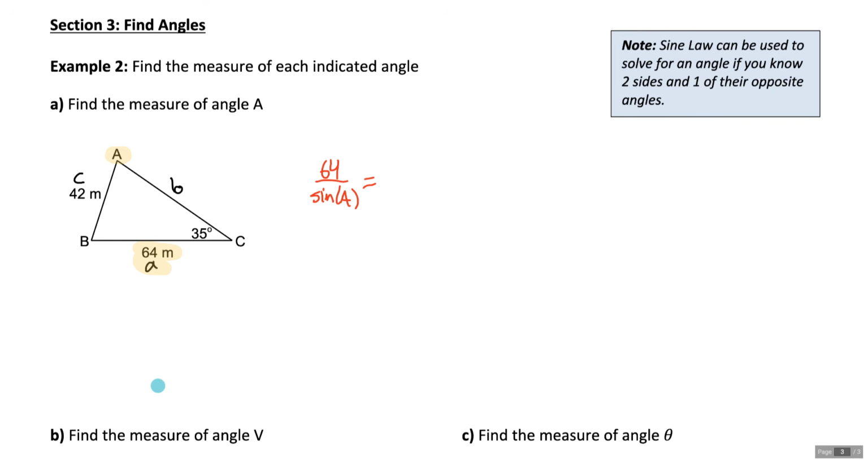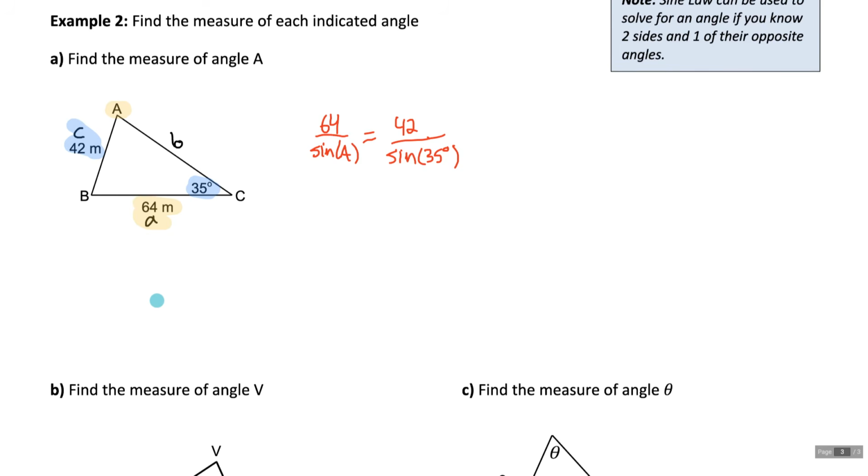The other ratio I use can't have any unknowns. I need to find a ratio, a side, and its opposite angle where I know both of those pieces of information. I know side C, and I know the angle opposite from side C. So I can use that ratio. So side C, which is 42, divided by sine of the angle opposite from it, which is 35 degrees. Now we need to solve for our only unknown, angle A. Isolating an angle is a little trickier.